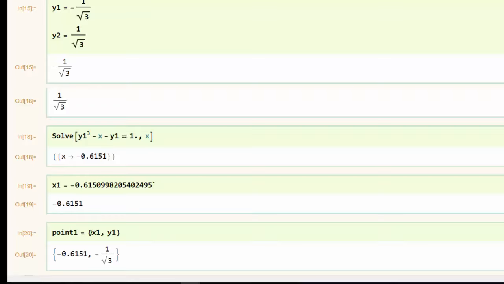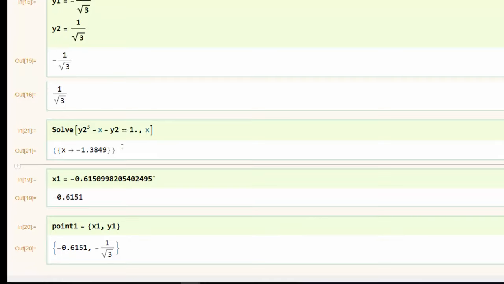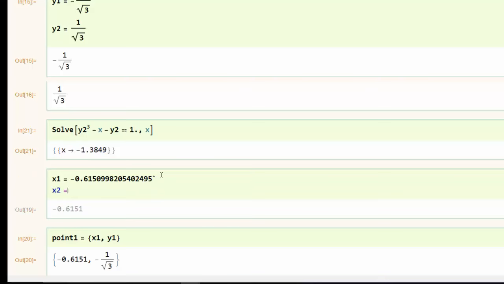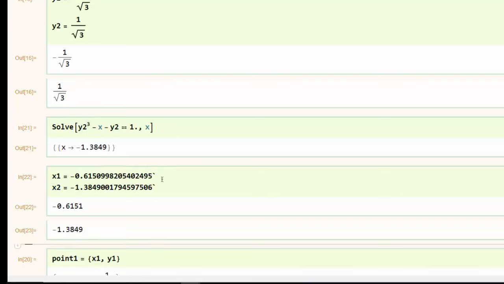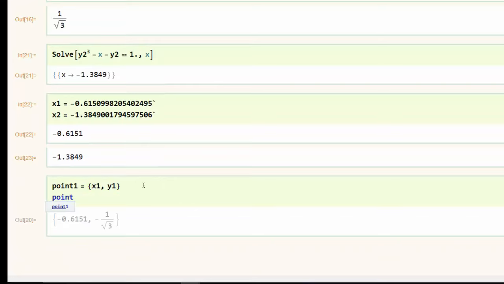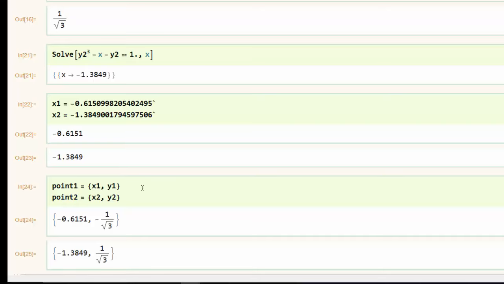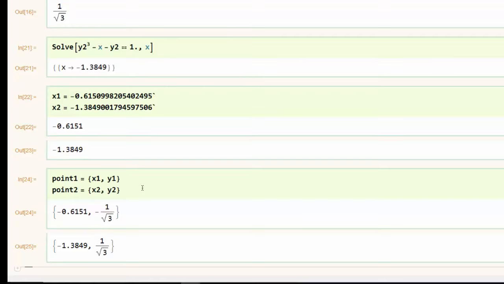Now what about my second point? Well, I'm basically going to repeat that same process, except now I want to work with y2. So I could just change my y1s to y2s, for instance, and run that, and I would find the associated x value with y2. I could then copy this value and store that one to an x2. Alright, and then my second point, point 2, would be my x2 and my y2. That would be my second point. So now I believe I found the 2 points on that curve where the tangent line should be vertical.